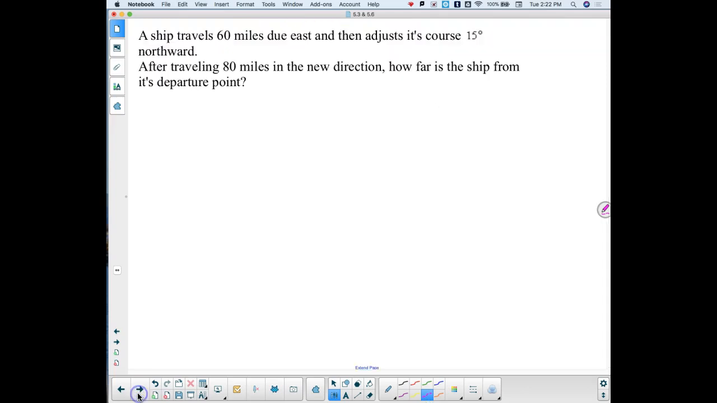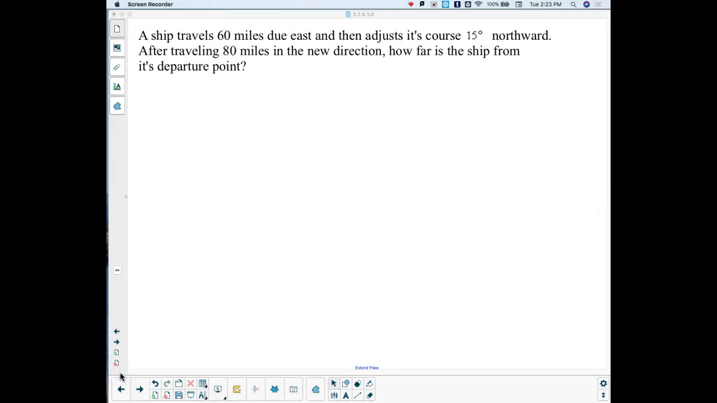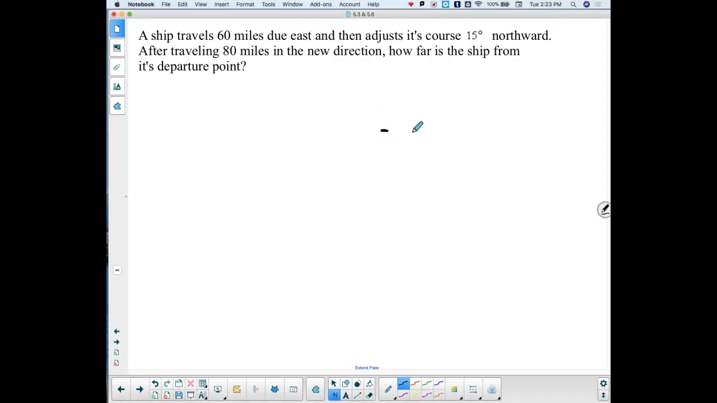Supplemental yellow sheet now, the one that you picked up when you walked into the room today. I would like you to attempt to draw the picture of this scenario. Remember, on a directional compass, north is up, south is down, and it spells out NEWS. So if a ship is sailing due east for 60 miles, then it adjusts its course north 15 degrees. That gets us there.